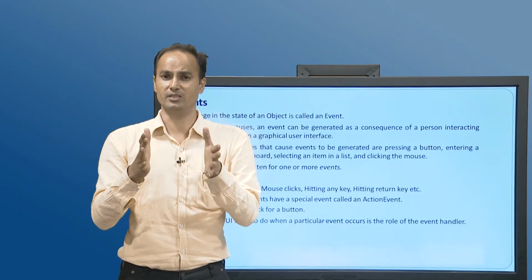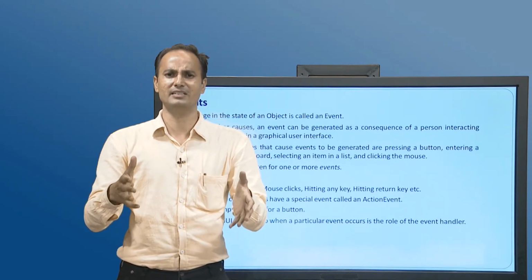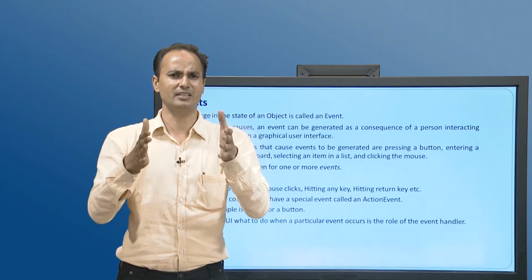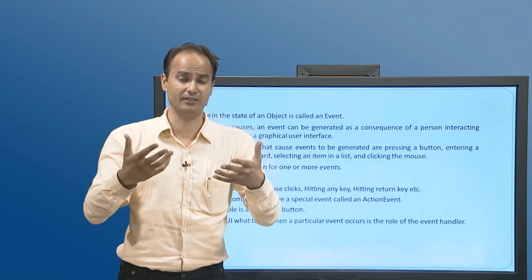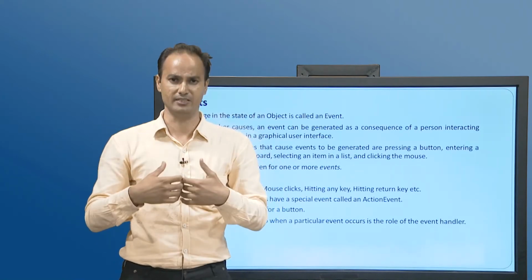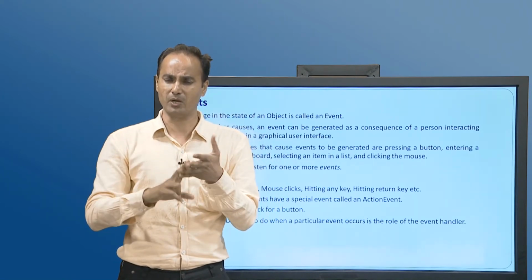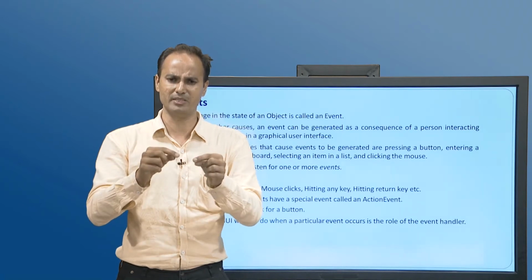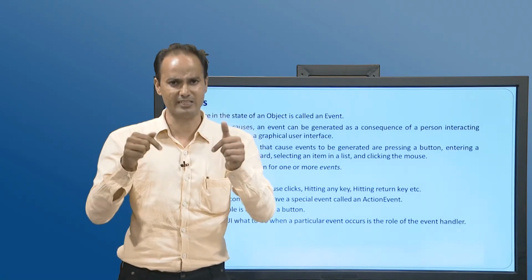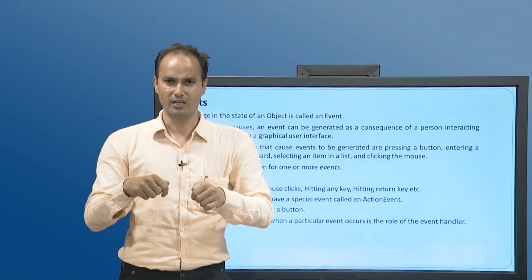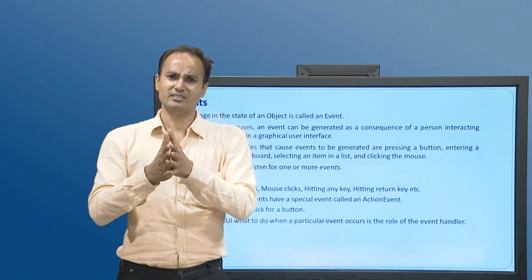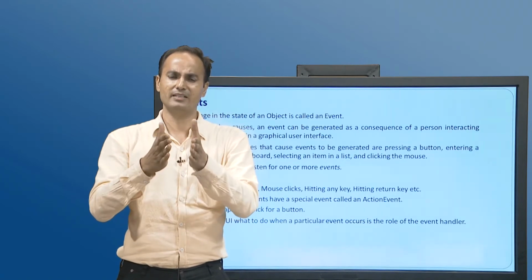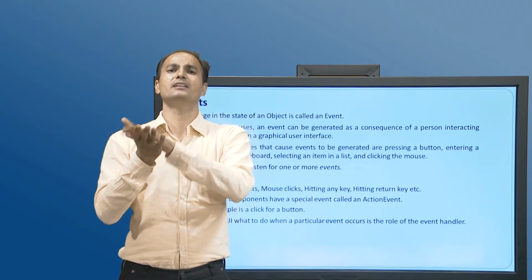The source is a component, an object, which generates an event, which is responsible for triggering an event. When we are talking about a button and we click on it, the button has triggered an event. In that sense, the button becomes a source. In the same way, the destination is what is responsible for handling the event.